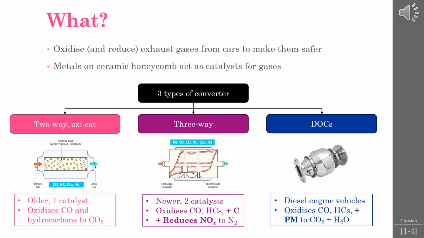So two-way converters are the older type and they just contain one catalyst. And what they're for is they oxidize carbon monoxide and hydrocarbons, such as alkanes, to form CO2, which still isn't great. It is a greenhouse gas, but it's much safer than carbon monoxide. Three-way converters are newer and they contain two catalysts. So as well as oxidizing carbon monoxide and hydrocarbons, they also oxidize particulate carbon, known as soot, and they also reduce NOx, which is nitrogen oxides like nitrogen monoxide, nitrogen dioxide, into just nitrogen, which is totally harmless.